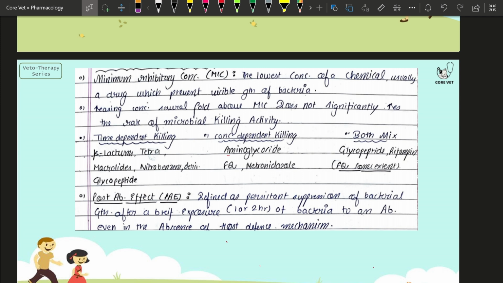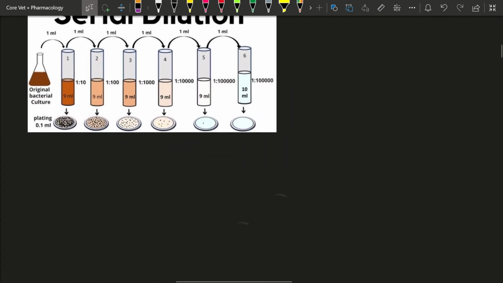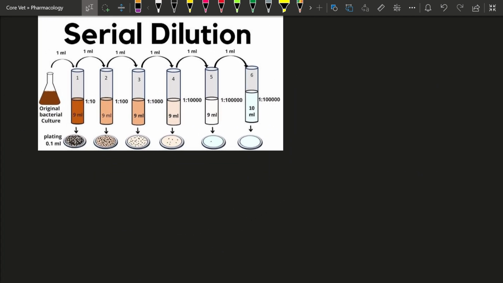So the very first term we are going to be exposed to is the minimum inhibitory concentration. What do we mean particularly by the minimum inhibitory concentration? Without looking at the definition, let's just understand the concept first.